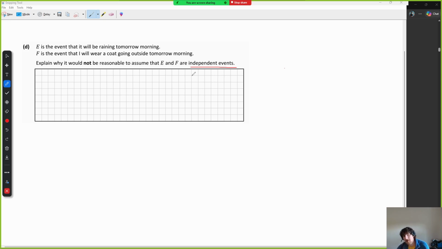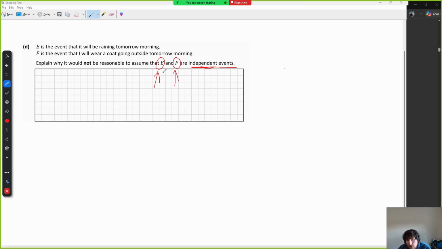Right, so we need to understand what independent means. It means that if E occurs, it does not change F occurring's probability. Okay? Hopefully that made sense to people. And it wouldn't be reasonable in this question. If E does occur, as in it does rain tomorrow, that would make F more likely. We're more likely to wear a coat if it's rained, okay? So that is why they're not independent.